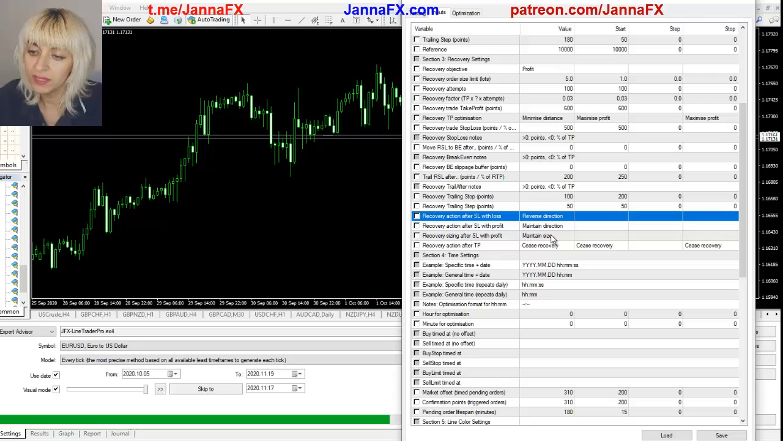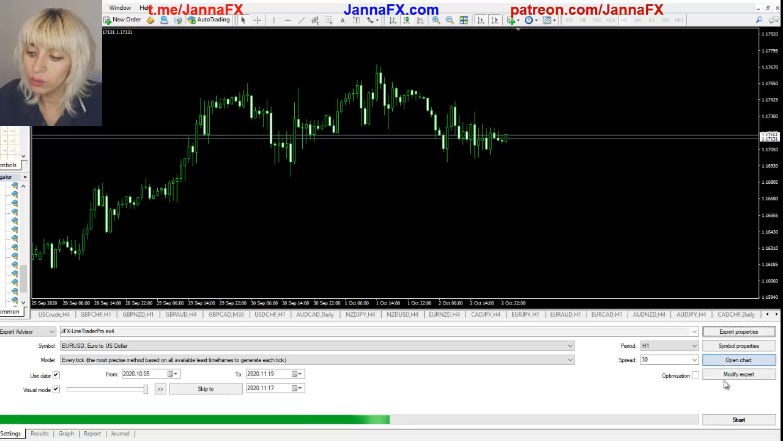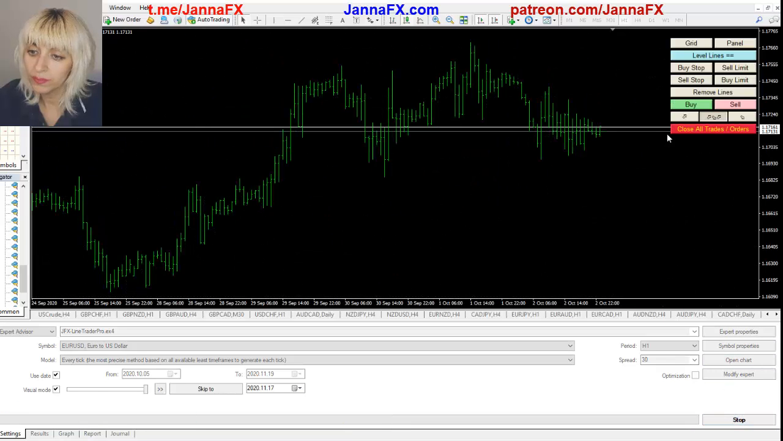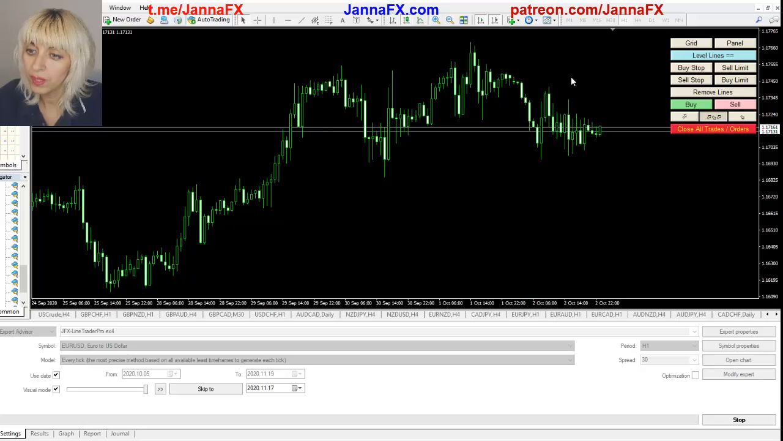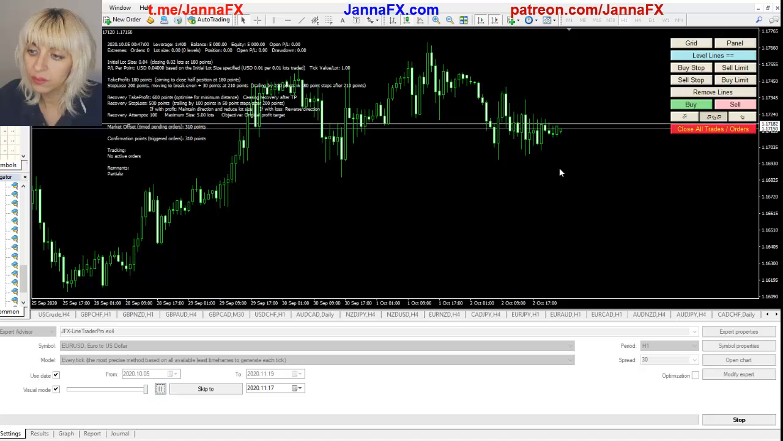Something different in here. Let's say maintain size. We have exactly reverse direction if it hits the loss, maintain direction for the take profit, but we will do now a reduce lot size. So you'll see how different it's going to be compared to the usual setup with keeping the lot size. Okay, so we're starting and we do the sell.